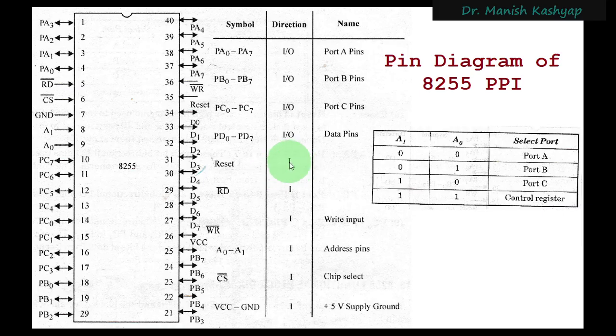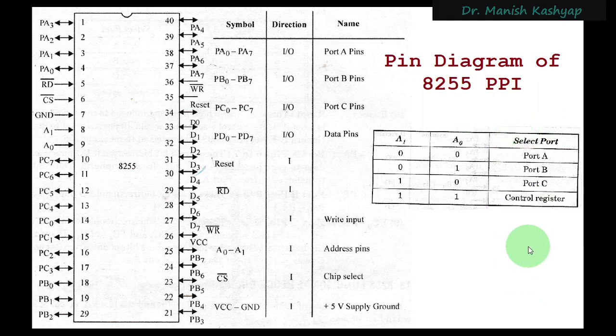So we have got this data bus here. Then reset only acts as input. Then you have got the read bar signal, so its direction is only input. Similarly, A0 and A1 and the write signal are also input signals. Chip select, VCC and ground are also input signals, right? It needs a plus 5-volt and ground supply, right? So this is about the pin diagram and a general description of the 8255 programmable peripheral interface.